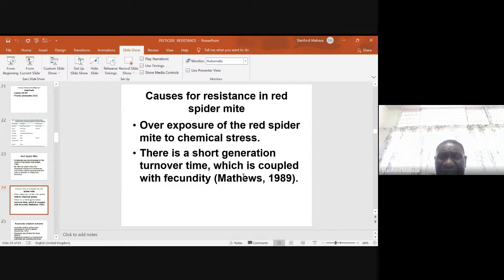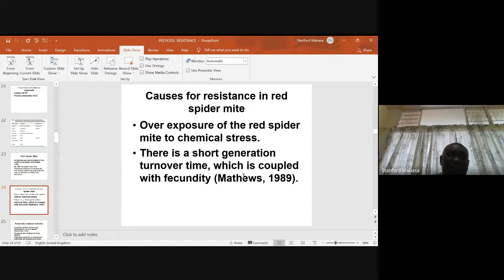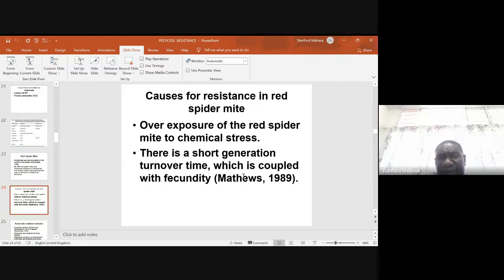So, what could have been the causes for resistance in a red spider mite? This could have been due to overexposure of the red spider mite to chemical stress. The other issue has to do with the reproductive capacity of this red spider mite. There is a short generation turnover time, which is coupled with high fecundity. It can reproduce within a short space of time and build large populations. An insect with such traits can easily become resistant to pesticides.